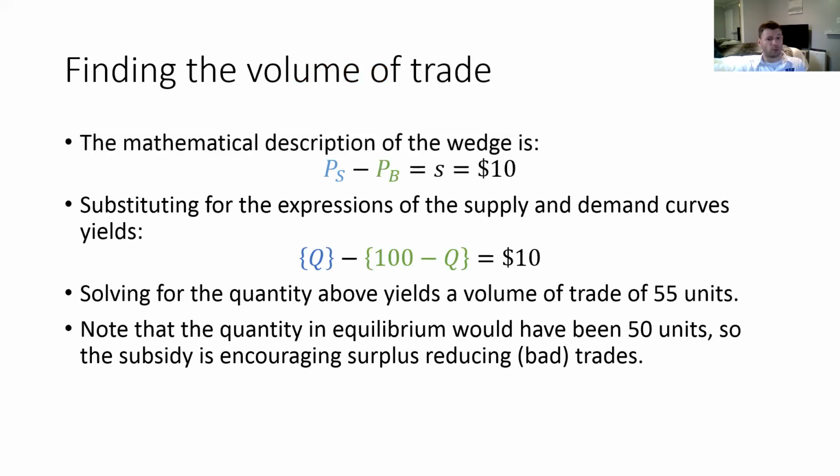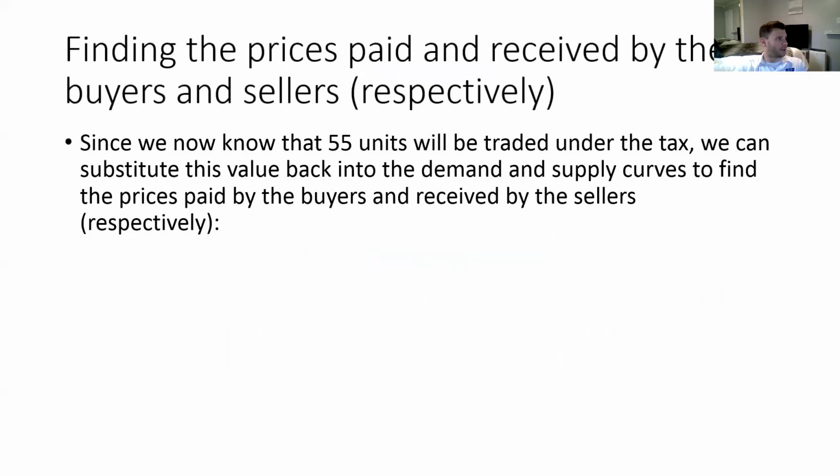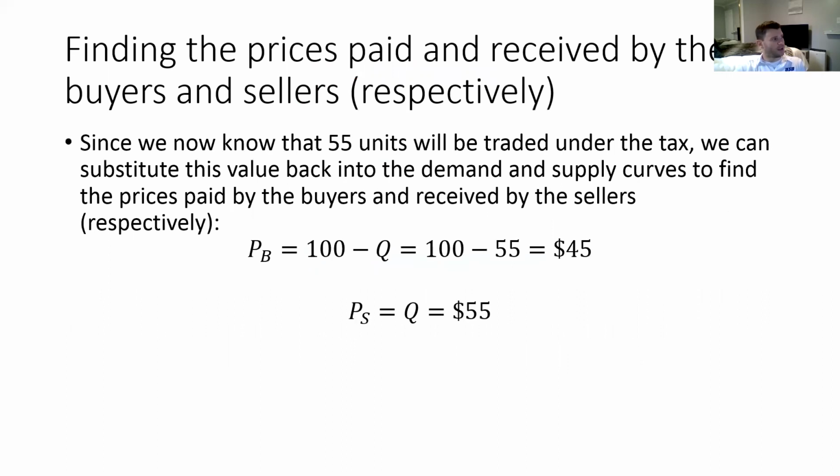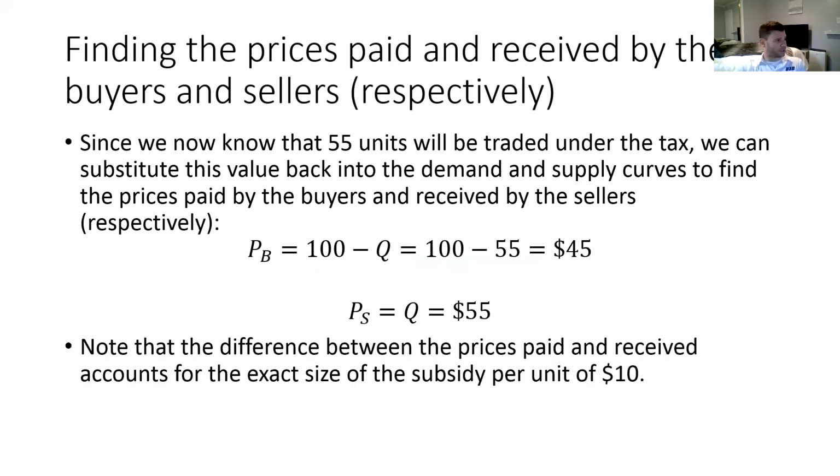In other words, trades that wouldn't have been mutually beneficial at the current market conditions. Okay, so if I plug that 55 units of trade back into the demand and supply curves respectively, we can figure out the price that the buyers are paying here, 45 bucks. The sellers are receiving 55, and the reason the sellers are able to get more than what the buyers pay, again, is because the government is throwing in the difference.